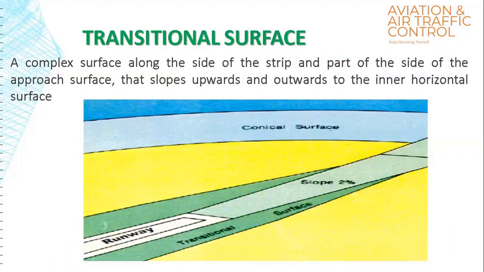Suppose at any airport, we have a primary area. Primary area means the runway and the runway strip, which is being shown in white color. Out of this one, slowly the rest of the surfaces keep on coming out. The transitional surface is trapezoidal in shape and extends along the landing strip, sloping upwards and outwards to the inner side of the next imaginary surface, which is called the inner horizontal surface. It also forms part of the side of the approach surface.